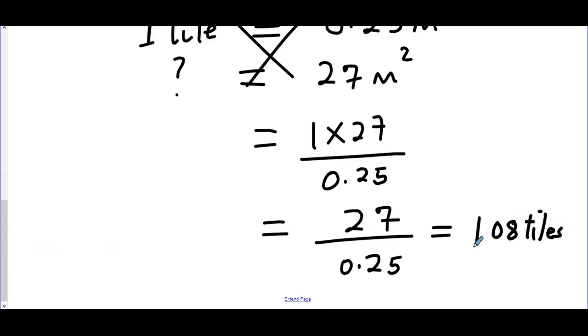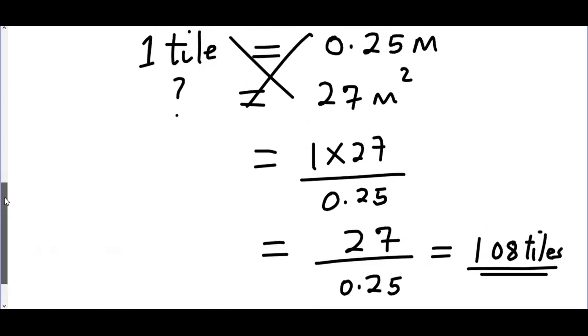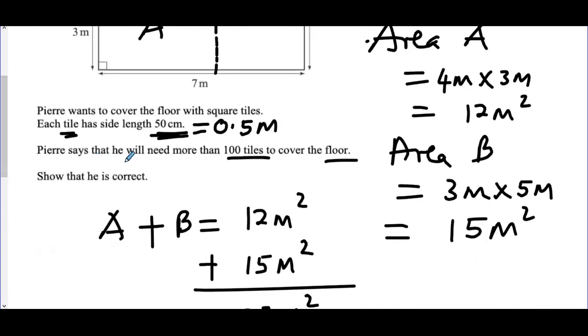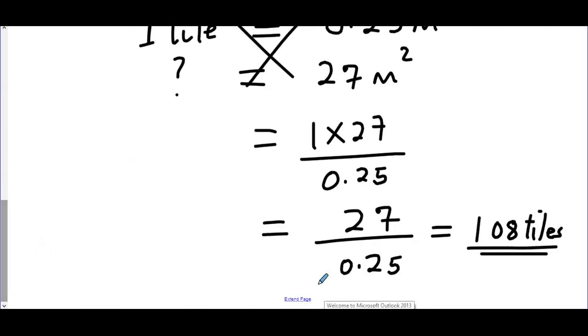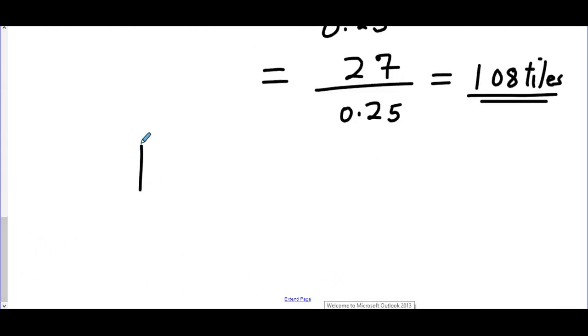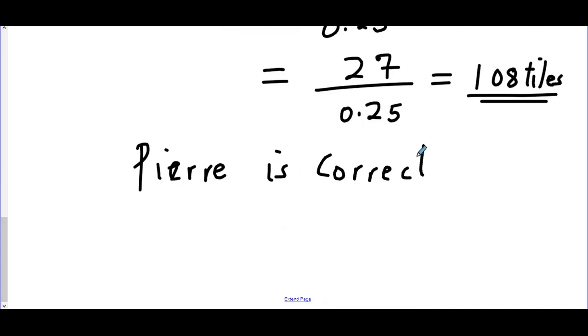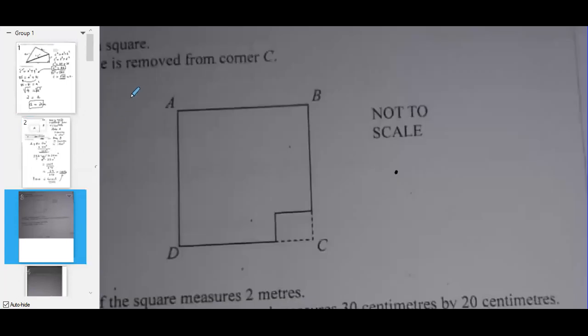So we say that Pierre is correct, because Pierre says that he will need more than 100 tiles, and it's true that Pierre needs somewhere around 108 tiles, which is more than 100. So Pierre is correct because we got 108 tiles, which is something more than 100 tiles. All right. Then that will take us to the next question.